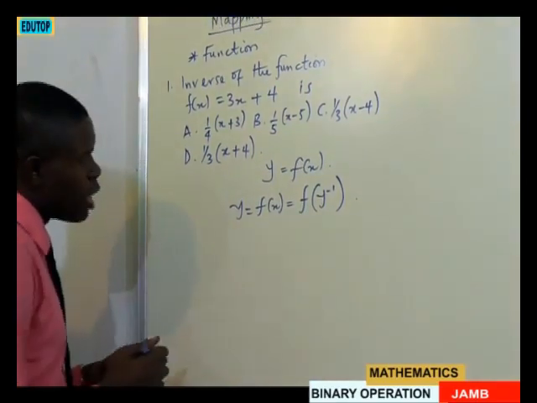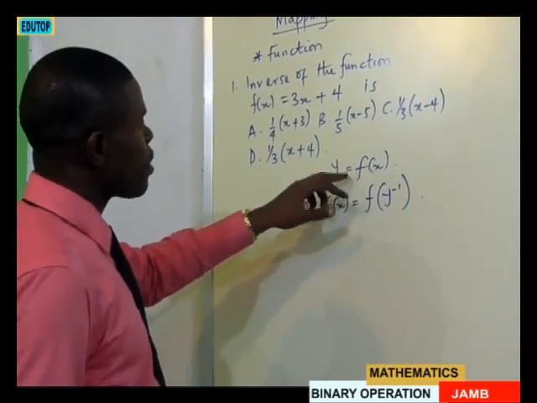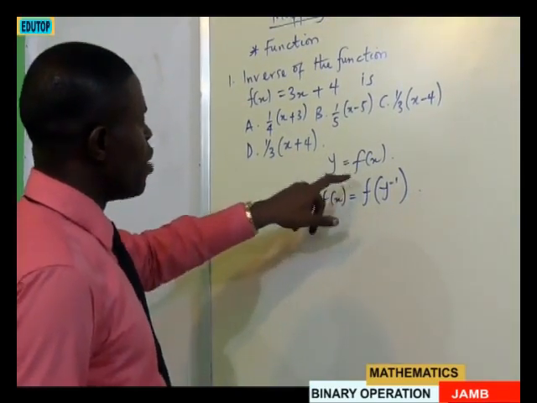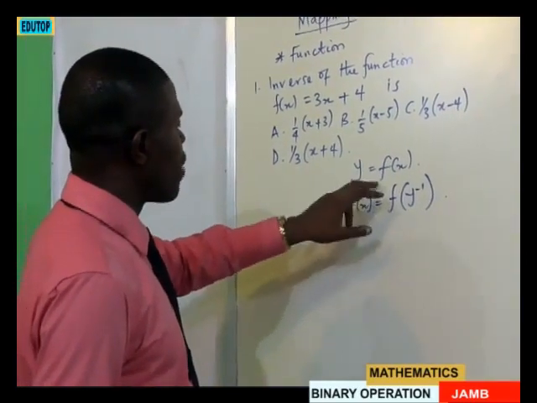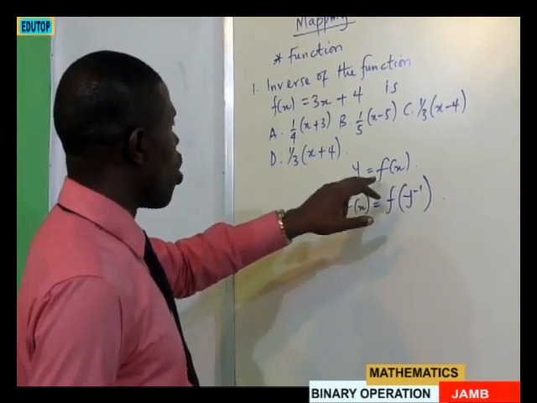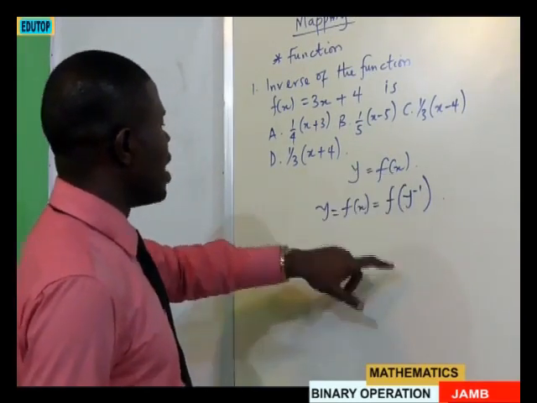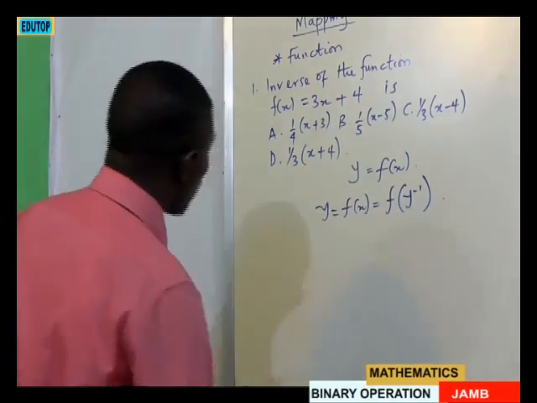And how is it calculated? The question will be given to you as a function of x. So the first thing you have to do is to equate your y to that function. Then you make your x the subject of the formula. After you have made your x the subject of the formula, you then interpret everything back in terms of what? x.